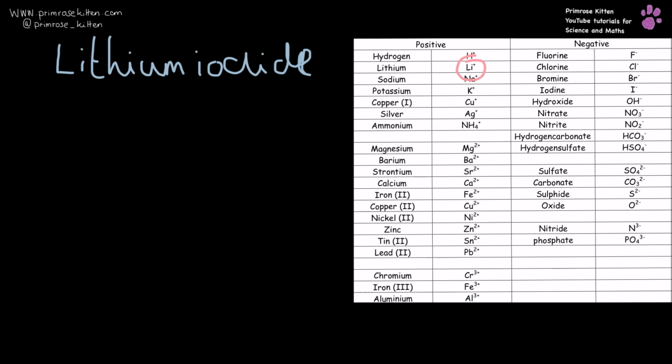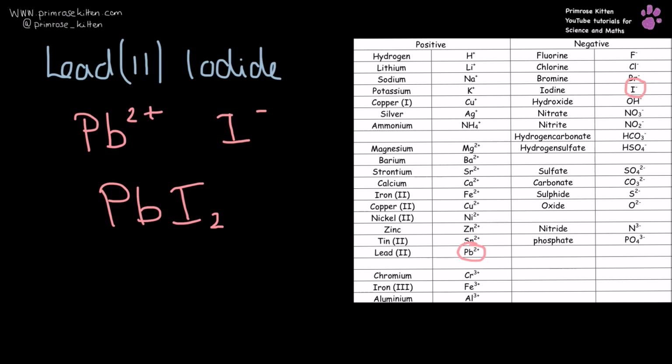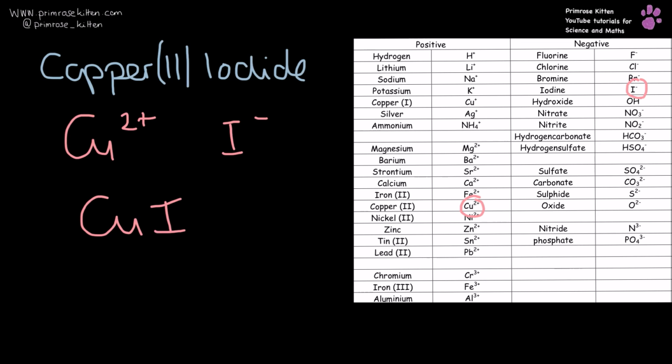Lithium iodide, Li+, I-, that is LiI. Capitals and small letters are really important. Lead 2 iodide, Pb2+, I-. Again, because we have 2 positives, we need 2 negatives, so it's going to be PbI2. Copper 2 iodide, Cu2+, I-. We're going to need 2 minuses for the 2 positives, so it's going to be CuI2.